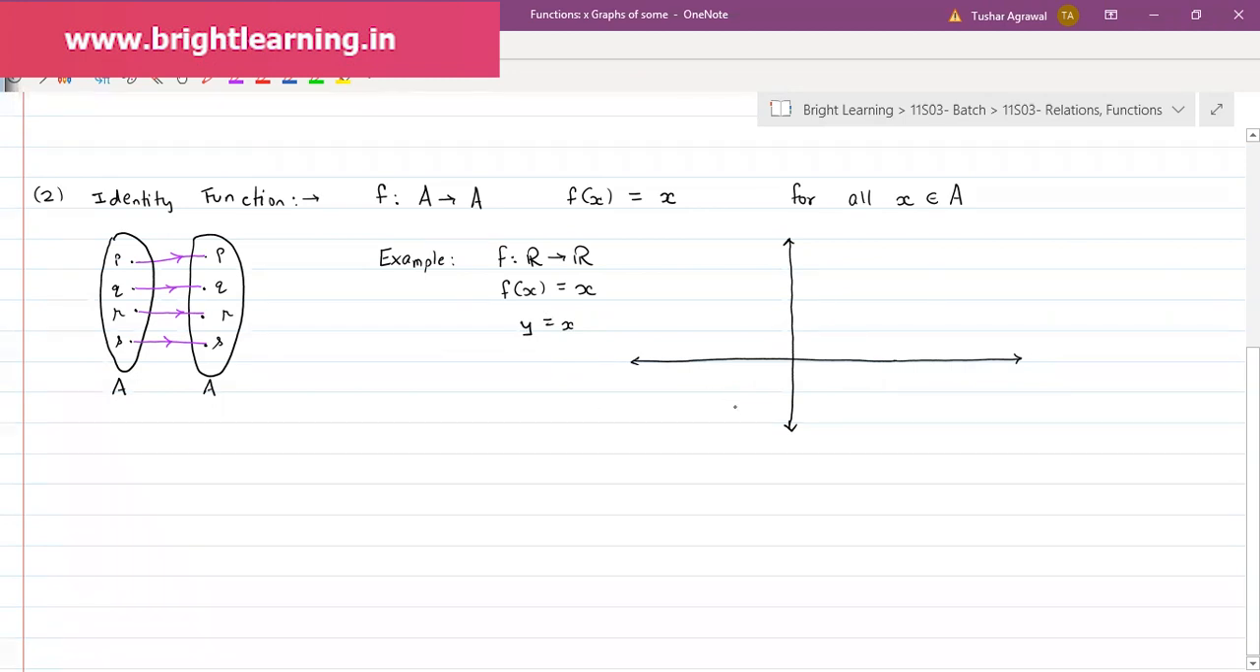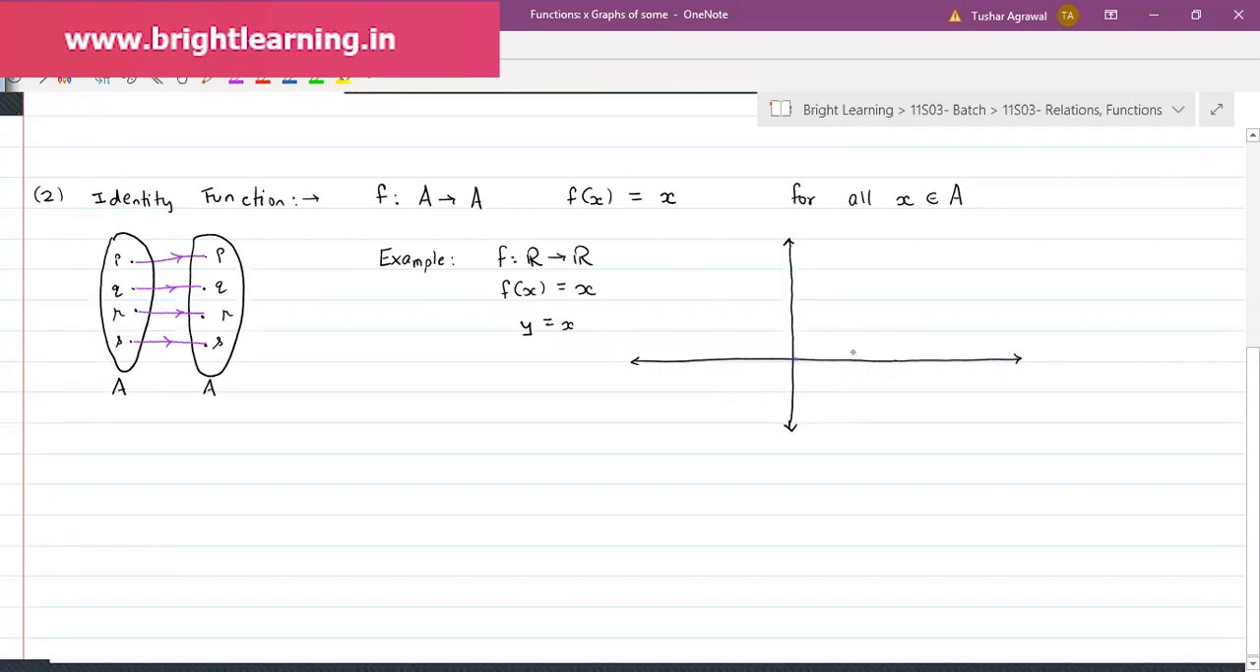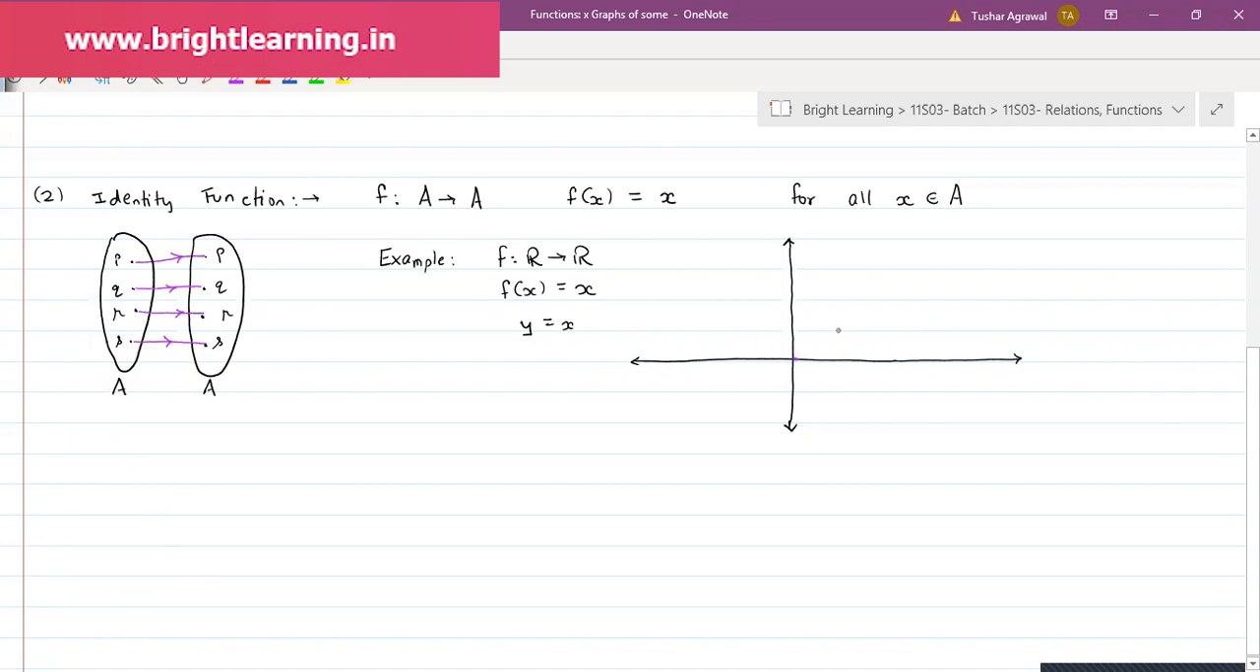You take x equal to 0, the corresponding image for x equal to 0 is 0. You take x equal to 1, the corresponding image is f of 1, which is 1, f of 2 is 2, f of 3 is 3, f of 4 is 4, f of minus 1 is minus 1, f of minus 2 is minus 2, and so on. This graph we have plotted in school. Also plot the graph of the line y equal to x, y equal to 2x, y equal to 3x, and so on. Okay.